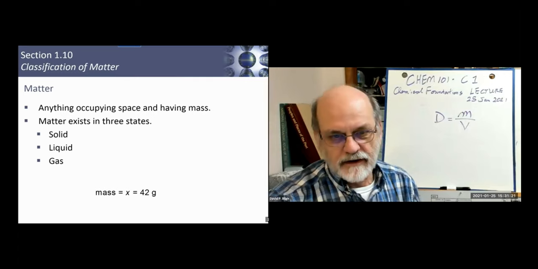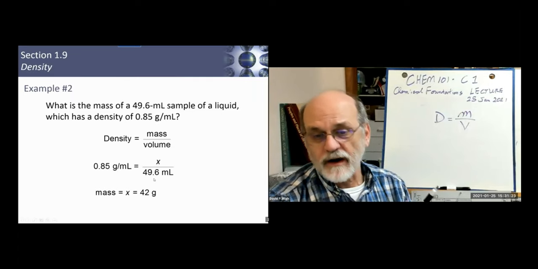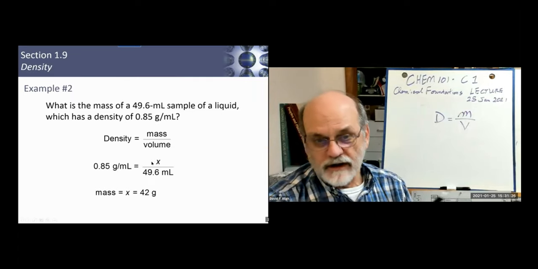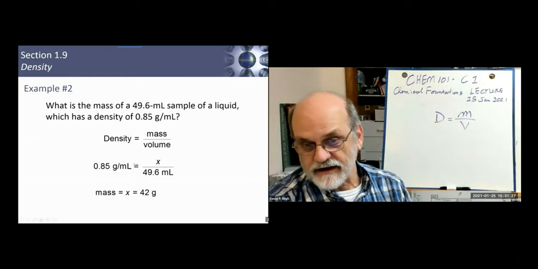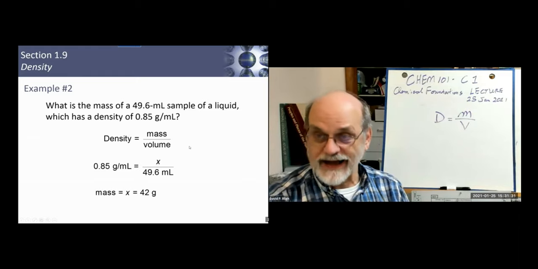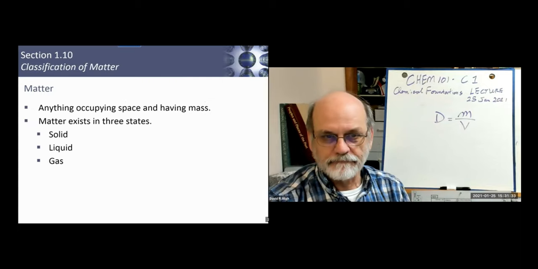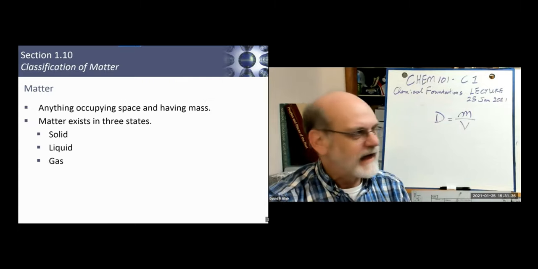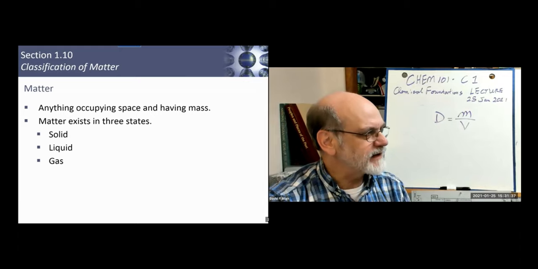All right. So this was an example where we had one unknown. It wasn't density. We already know the density. So the unknown is mass. Right? So we can solve that equation for mass. Okay. Let's see.